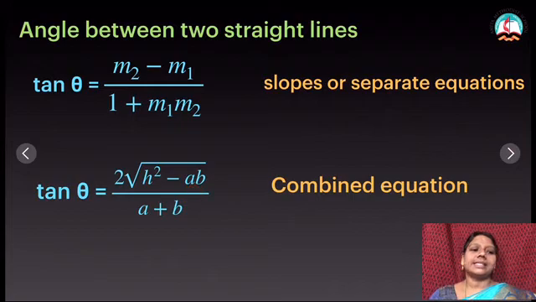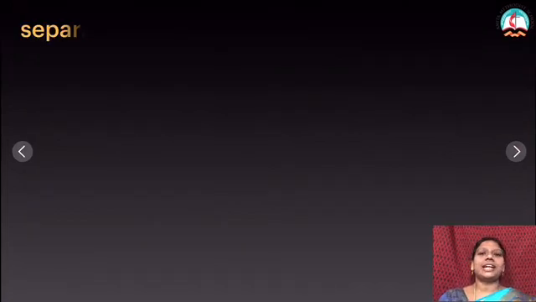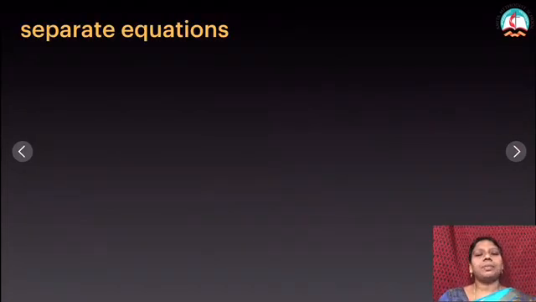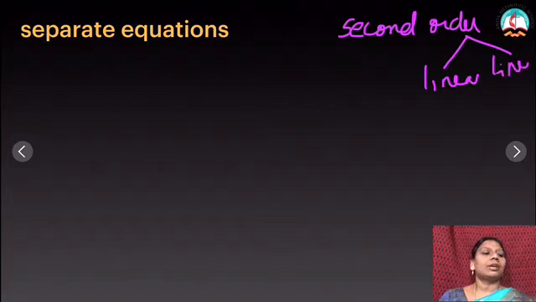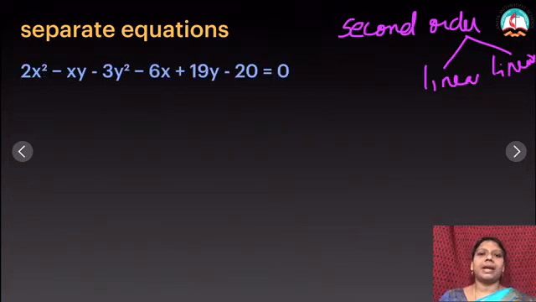Yes. Now we are going to look at separate equations. What do we mean by separate equations? A second degree equation will be given to us, and we have to separate it into linear equations, that means two straight line equations. For example, I have taken 2x square minus xy minus 3y square minus 6x plus 19y minus 20 is equal to 0. So this is the equation.